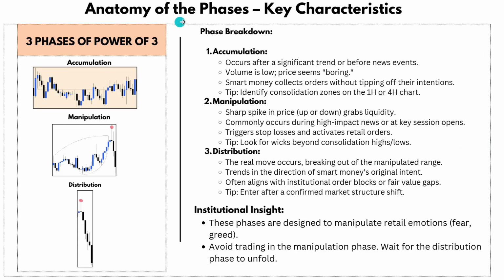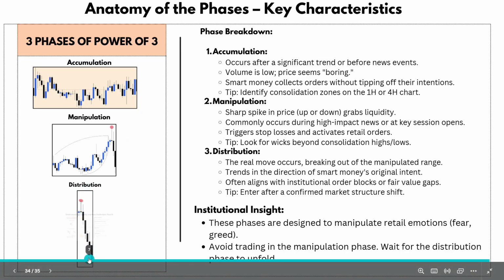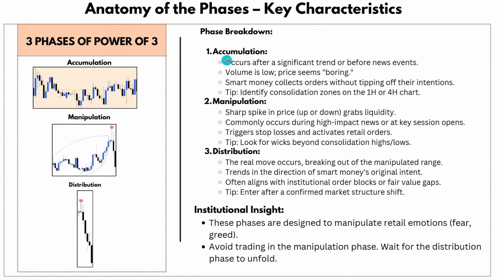Now let's go over the anatomy of the phases, some key characteristics. Right here are the 3 phases again: accumulation, manipulation, and our distribution move. Now let's go over the phase breakdown. Our accumulation occurs after a significant trend or before a news event. So as we can see here, after price rallies higher strongly, we can start seeing this accumulation build. Or if we see price distribute lower strongly, this is when we'll start seeing this accumulation build. It often occurs after a significant trend or right before news events. The volume is super low.